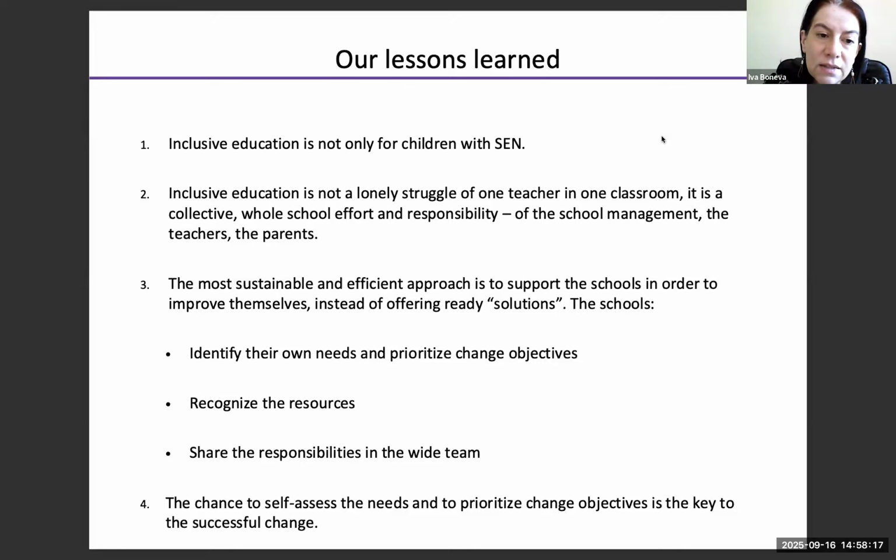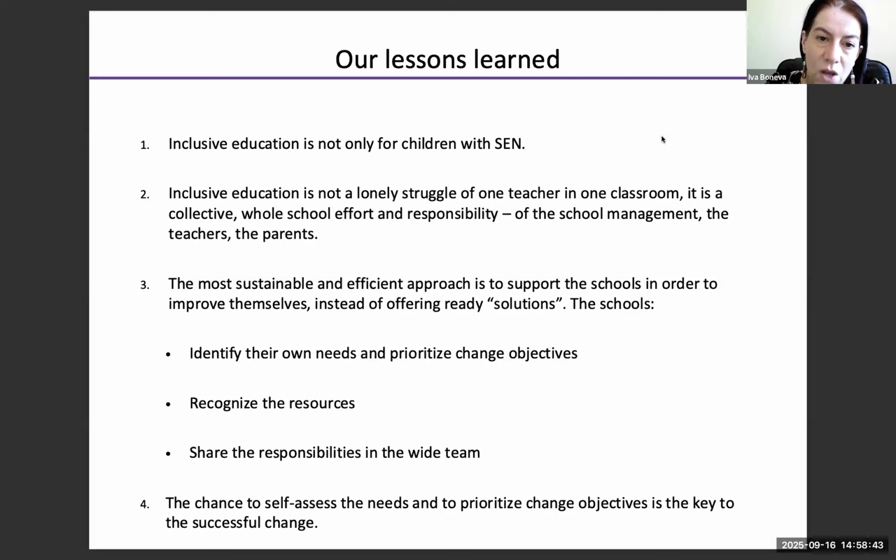And second is that inclusive education is never a lonely struggle of one teacher in one classroom. As you know, teachers would often tell me, I close the door of my classroom and I'm alone. It cannot work this way. It is a collective whole school effort and responsibility also. It is a responsibility of the school management, of the teachers and the parents.